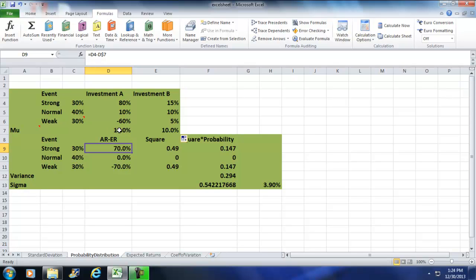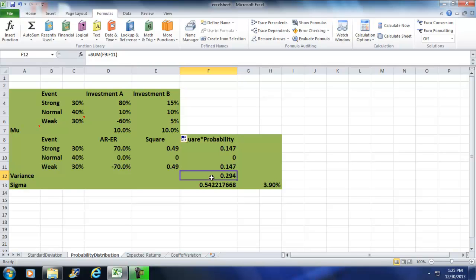I didn't want that to change. So by doing it that way, I could grab the fill handle and do all three using that same D. So I did all three of them. So you can see I did each one of them. D5, here's D5. 10% minus 10% is 0. And a negative 60 minus 10% is a negative 70. Then I squared them. You can see here I just took the previous 70% and squared it. 0 squared is 0. And then here I multiplied by the probability, the extra step. Multiplied by the probability. And then I summed them all up.